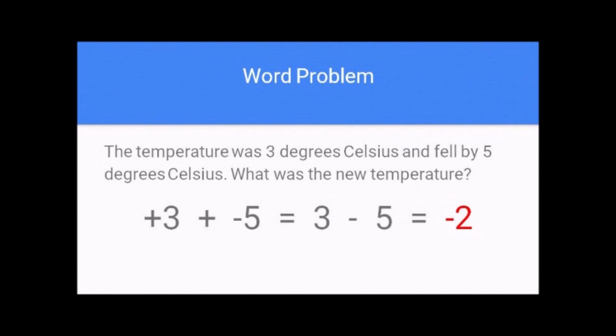So let's look at it again. The temperature was 3 degrees Celsius, fell by 5 degrees Celsius. And so once it fell by 5 degrees, it's positive 3 plus negative 5. You can write that as 3 minus 5. And 3 minus 5 is negative 2. Okay, so that's how we get that answer. Remember the number line, and you can visualize it or draw it and make your movements and come up with an answer.